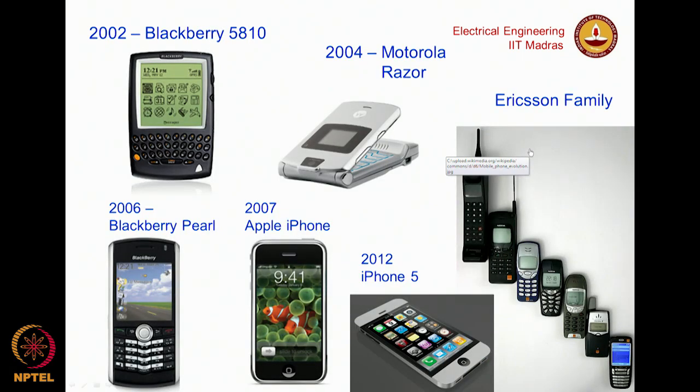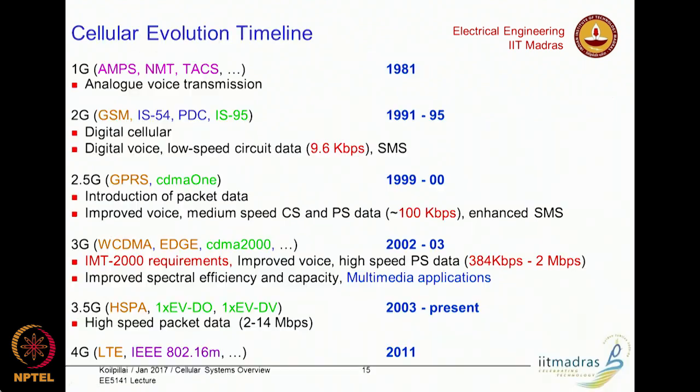The first QWERTY keypad came out in 2002, and of course the minute the iPhone came around, the whole smartphone phenomenon started in 2007. On the right hand side, you see the Ericsson family started out with a big phone, went all the way small, and I guess now we are back into somewhere in the medium size. So that's been a very interesting evolution, what happened in terms of the cellular handsets.